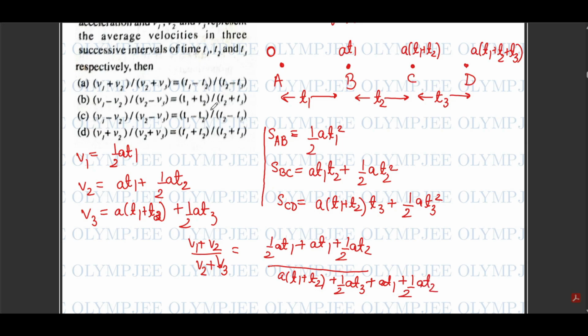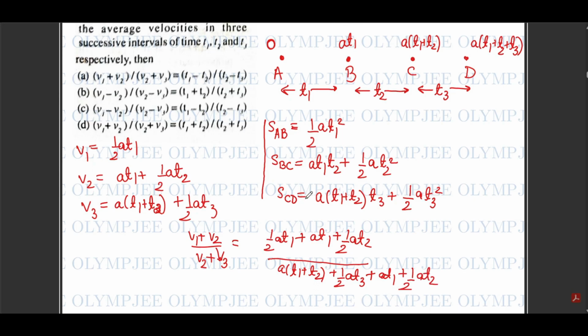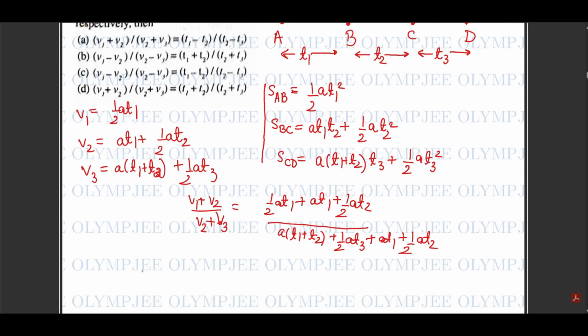So you can clearly see that none of the options will match, because there is 2t1 here and also 2t1 something. So these options are not matching. So let's focus on the difference options.